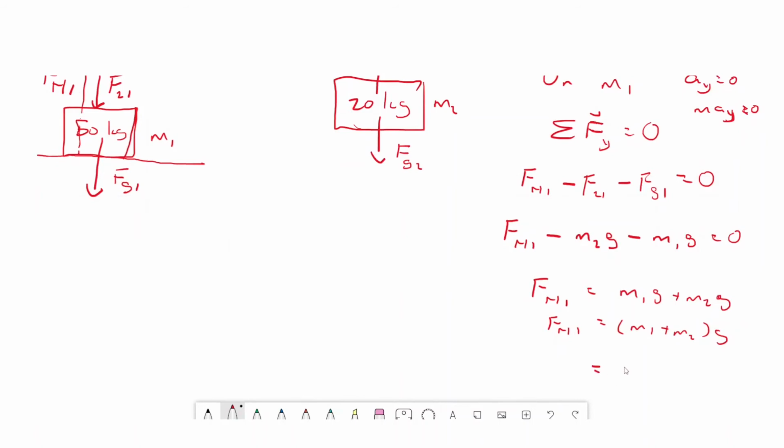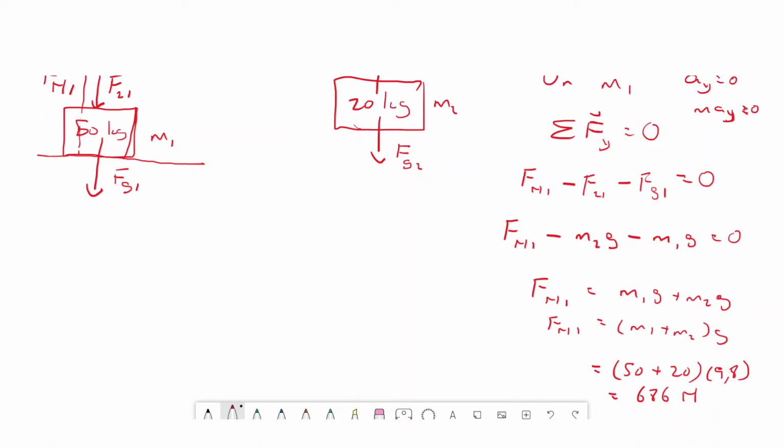So m1 is going to be 50, this one is going to be 20, which is 70, multiplied by 9.8. And when you do that, you actually find that this is going to be 70 multiplied by 9.8, 686. All right, so this is the normal force due to this one.